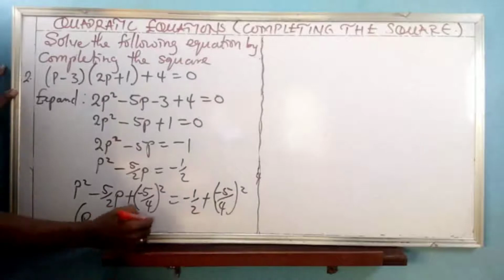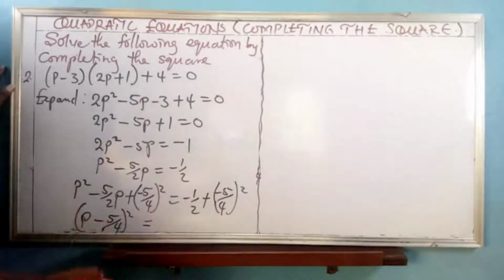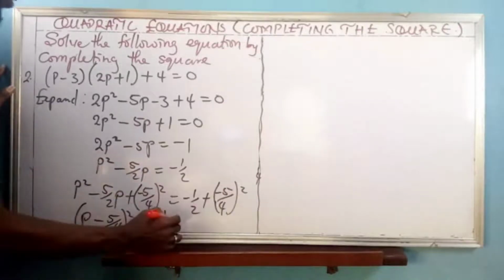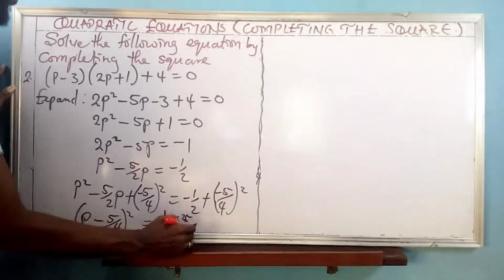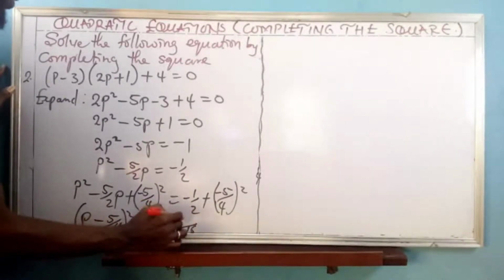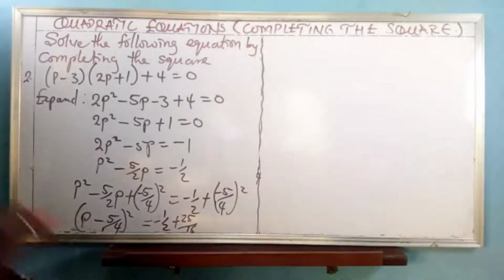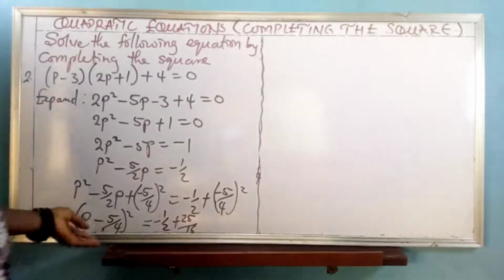Then is equals to, in the other side, let's try and simplify it further. Minus 1 over 2 is still maintained. Let's look at what will happen at the back. 5 squared minus 5 squared, that's 25 over 16. Are we agree with that? 25 over 16. Is that one clear to everyone? Now let's move on. That one is clear.